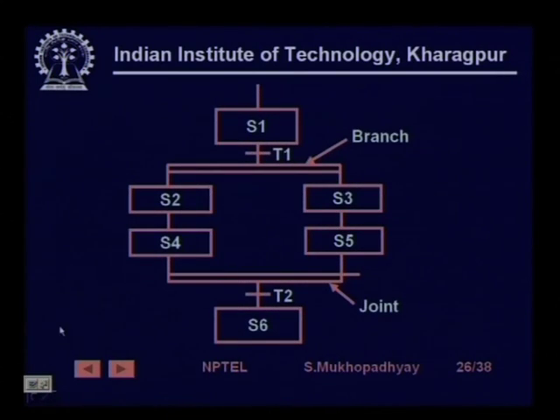So, here you have a parallel branch. At S1, if T1 occurs, then both these states become active together. At some point of time S4 becomes active, but T2 cannot take place unless this branch also comes to S5. Only when S4 and S5 are both active will T2 become active and be evaluated. If it evaluates to true, then it will come to S6 and S4 and S5 will become inactive.